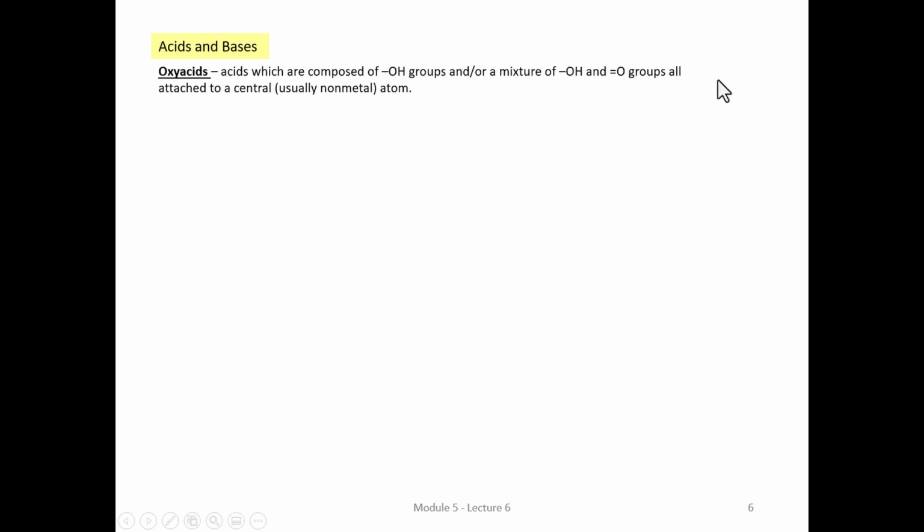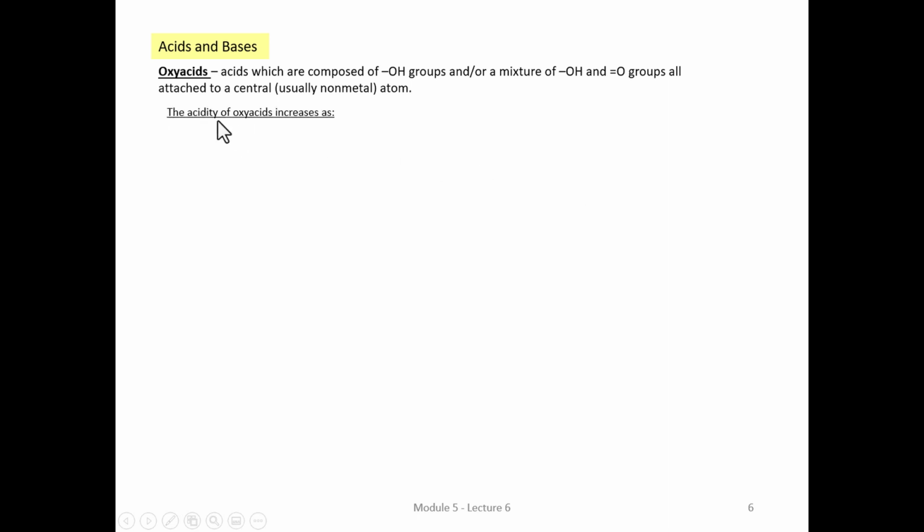The next group of acids we want to discuss are called oxyacids, and we mentioned these are acids composed of OH groups and/or a mixture of OH and double bond O or oxo groups all attached to a central atom, which usually for us is a nonmetal.